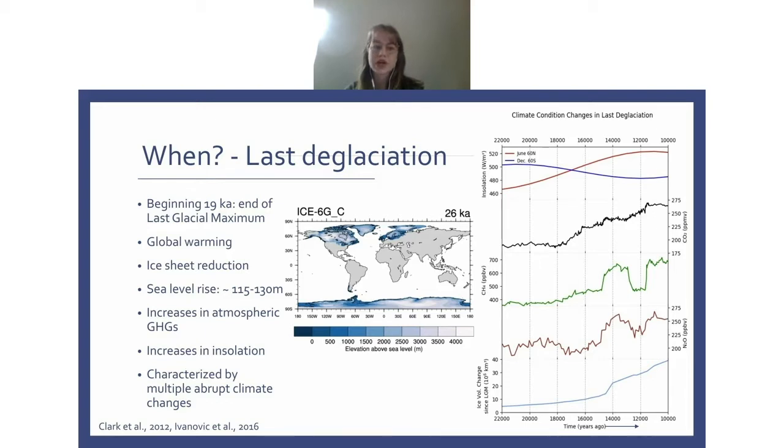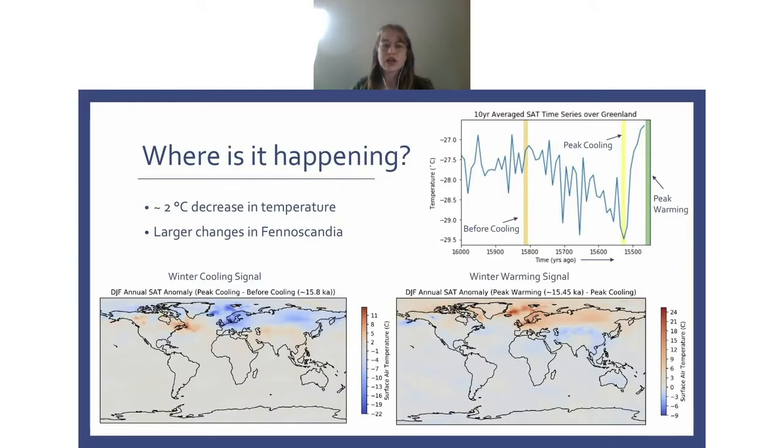Also, something to note is that during this time period, there are multiple abrupt climate changes seen in proxy records, and these are normally attributed to changes in ocean circulation. So where is it happening? This figure on the top right is just a zoom in of the 15,500 year ago event from the first slide. You can maybe more clearly now see that there is a cooling within a few centuries and warming even faster, within decades. It's about a 2-degree decrease in temperature as well.